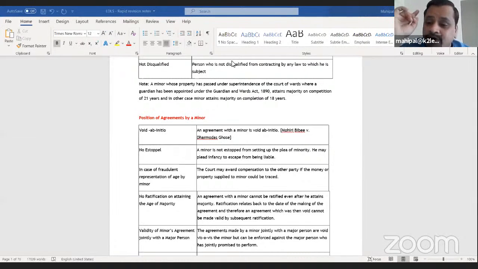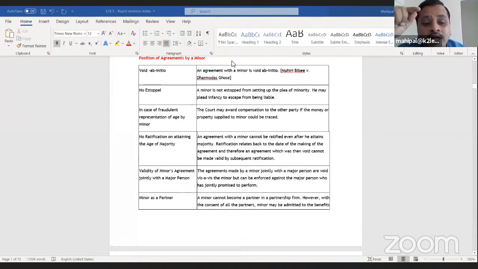Second, a minor can plead for his minority. He will not be stopped from pleading the minority even though he has wrongfully represented himself as a major. Clear? But in that case, the court might compensate the other party provided they are able to trace the property supplied to the minor. Third, any agreement entered with the minor during minority cannot be altered after attaining majority.